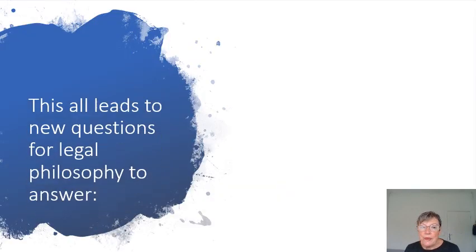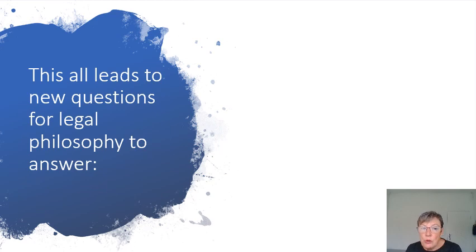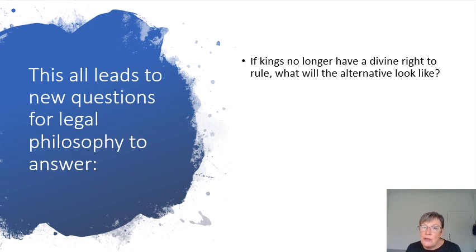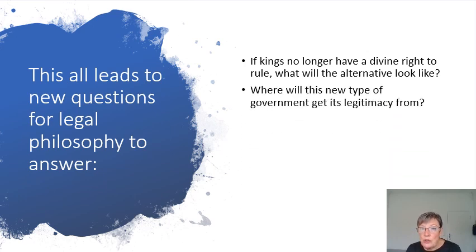So, this all leads to the fact that there are now new questions for legal philosophy to answer. Namely, in the first place, if kings no longer have a divine right to rule, what will the alternative look like? In other words, if we have a new type of government, what gives it legitimacy? Second question is, where will this new type of government get its legitimacy from? So if it's no longer from natural law or from natural rights or from the divine right of kings, where does it come from? Third question, what will set the limits for their power?